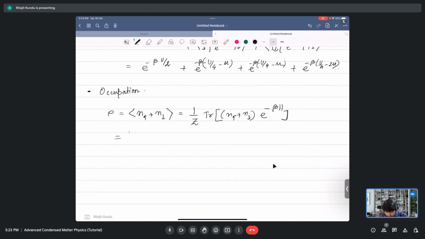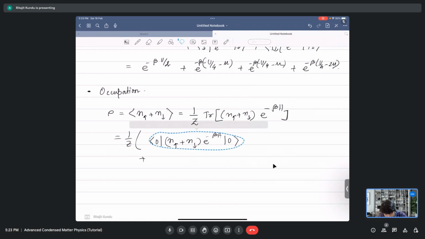So it is given by 1 by Z. First term is 0, in up, in down, minus beta H acting on 0. So there will be similar other terms. Let me just copy and paste for all of this.